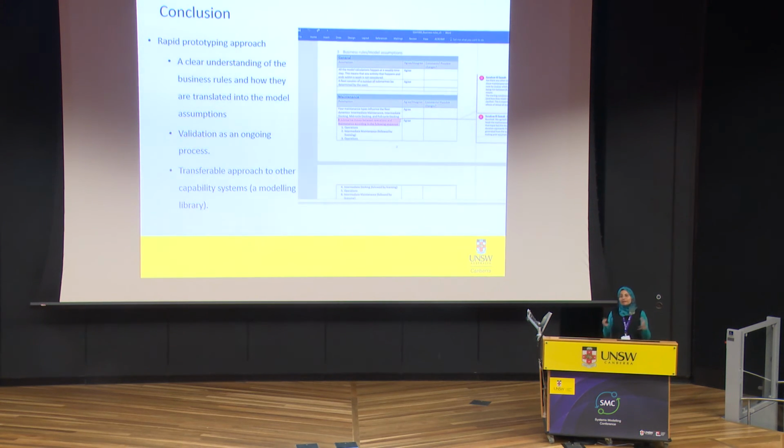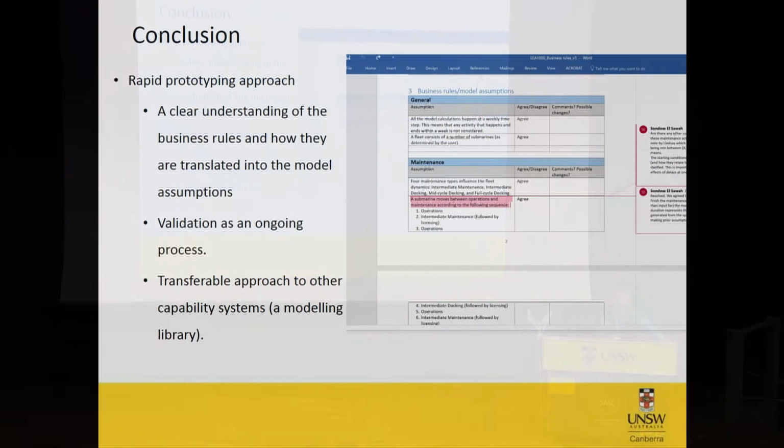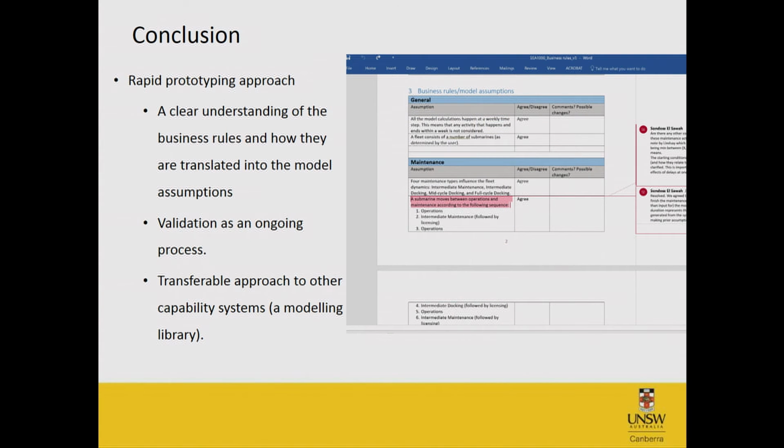On the modeling process side, I think the approach that we took is a rapid prototyping approach. It took us 8-10 weeks to build the model and get the results. And really, the key success factor in this is the clarity about the business rules. The conversations all the time between the modeling team and the client were focused on the business rules.